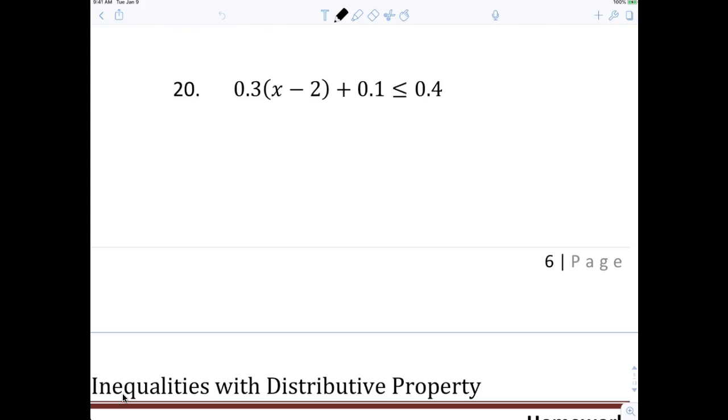Now, I don't think I really mentioned this, but let's do this. Sometimes when there's fractions, you can multiply to get rid of the fraction. You can multiply by 10 to get rid of the decimal. Then you don't have to worry about the decimals. Now watch if I multiply by 10. 10 times 0.3 becomes 3 parentheses x minus 2 plus 1 is less than or equal to 4. Everybody see that?